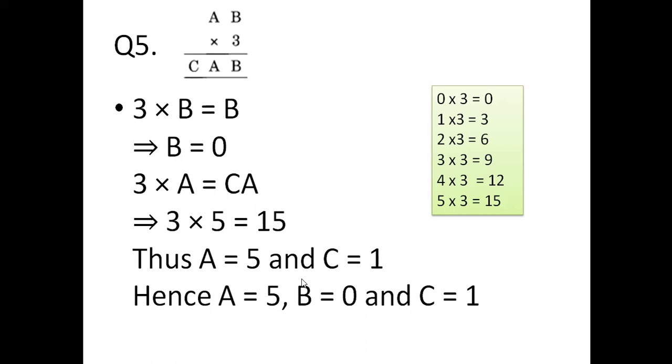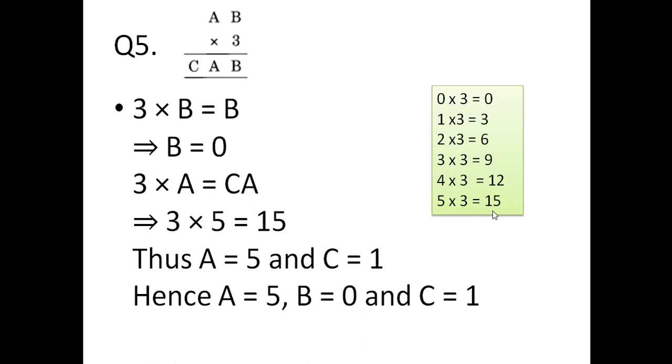Then the fifth problem, AB into 3 equal to CAB. So 3 into B, again we are getting B as the answer. Let's do it in the rough column and see what works. 0 into 3 equal to 0, this is also a correct answer. Coming to 5, 5 into 3 equal to 15. Again in the units place it is giving the same number, so either it can be 0 or 5.